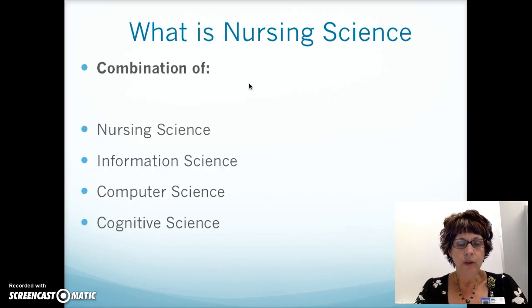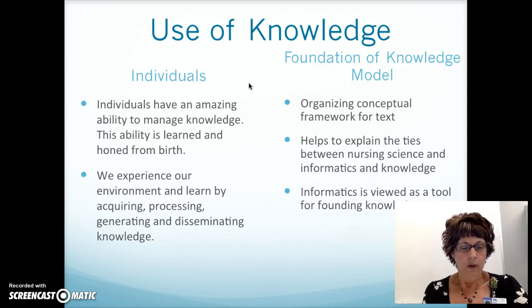Now, one of the most frequently quoted and widely accepted definitions of nursing informatics is that it's a combination of nursing science, information science, computer science, and cognitive science. In this chapter, we're going to focus on nursing science as one of these building blocks. Although in this text, we extend the traditional definition of nursing informatics to also include cognitive science as one of the building blocks. We're also going to introduce the foundation of knowledge model. That's the organizing conceptual framework of the text, and it ties the model to nursing science and the practice of nursing informatics. The American Nurses Association defines nursing in this way.